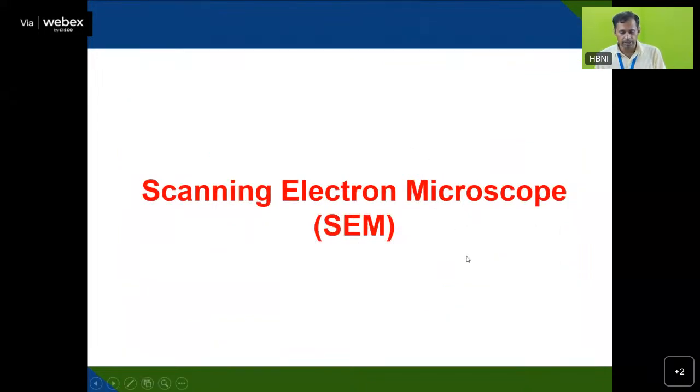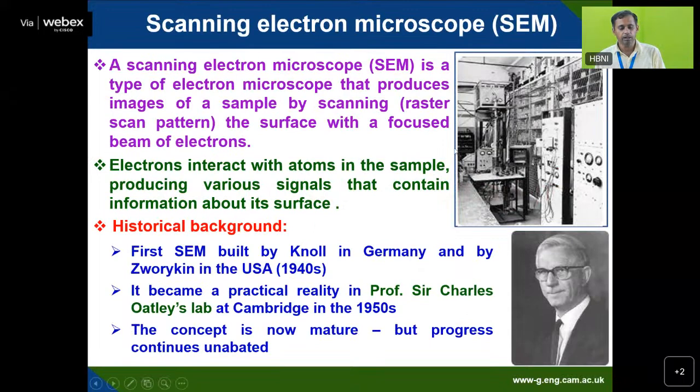That simply you can call SEM. If you go to the SEM, you can see this is the image of the top one. That is an SEM image. That first SEM image you can see is as big as a big room. So scanning electron microscope is a type of electron microscope that produces an image of the sample by scanning the surface with a focused beam of electrons.